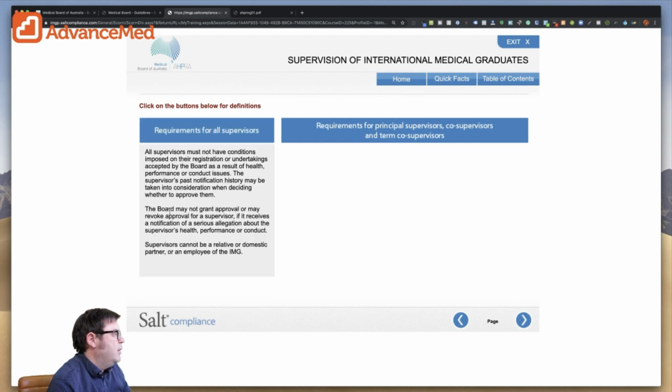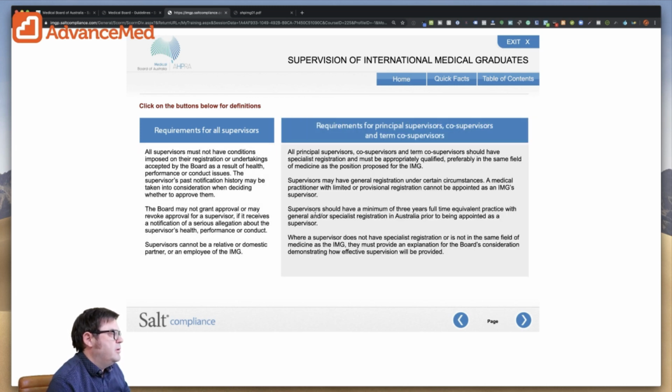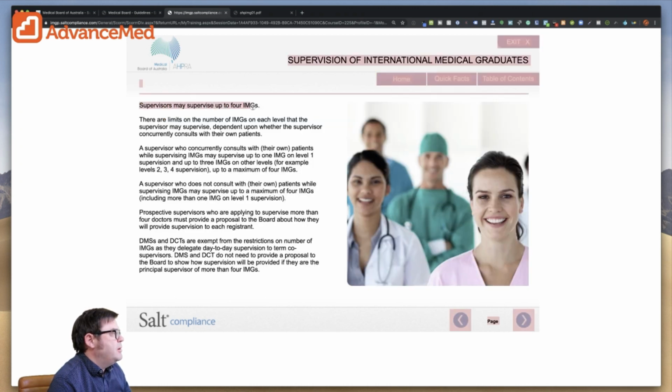Can't have supervision, must be granted approval. And can't have a relationship with the IMG. Principal supervisors, co-supervisors. Supervisors may have general registration under circumstances. Supervisors may supervise up to 4 IMGs. A supervisor who concurrently consults with their own patients while supervising IMGs may supervise up to 1 IMG on level 1.